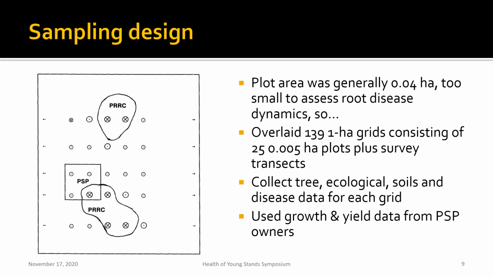Jeff collected tree data, ecological, soils, and disease data for each of the grids. So when you're looking at the example provided by Jeff on the left, you can see the square PSP growth and yield plot, and also the PRRC, the primary root rot centers that Jeff mapped out from his survey based on the grid that he overlaid. He used the growth and yield data, though, provided by the PSP plot owners so that the growth and yield data would be suitable for use in the model.